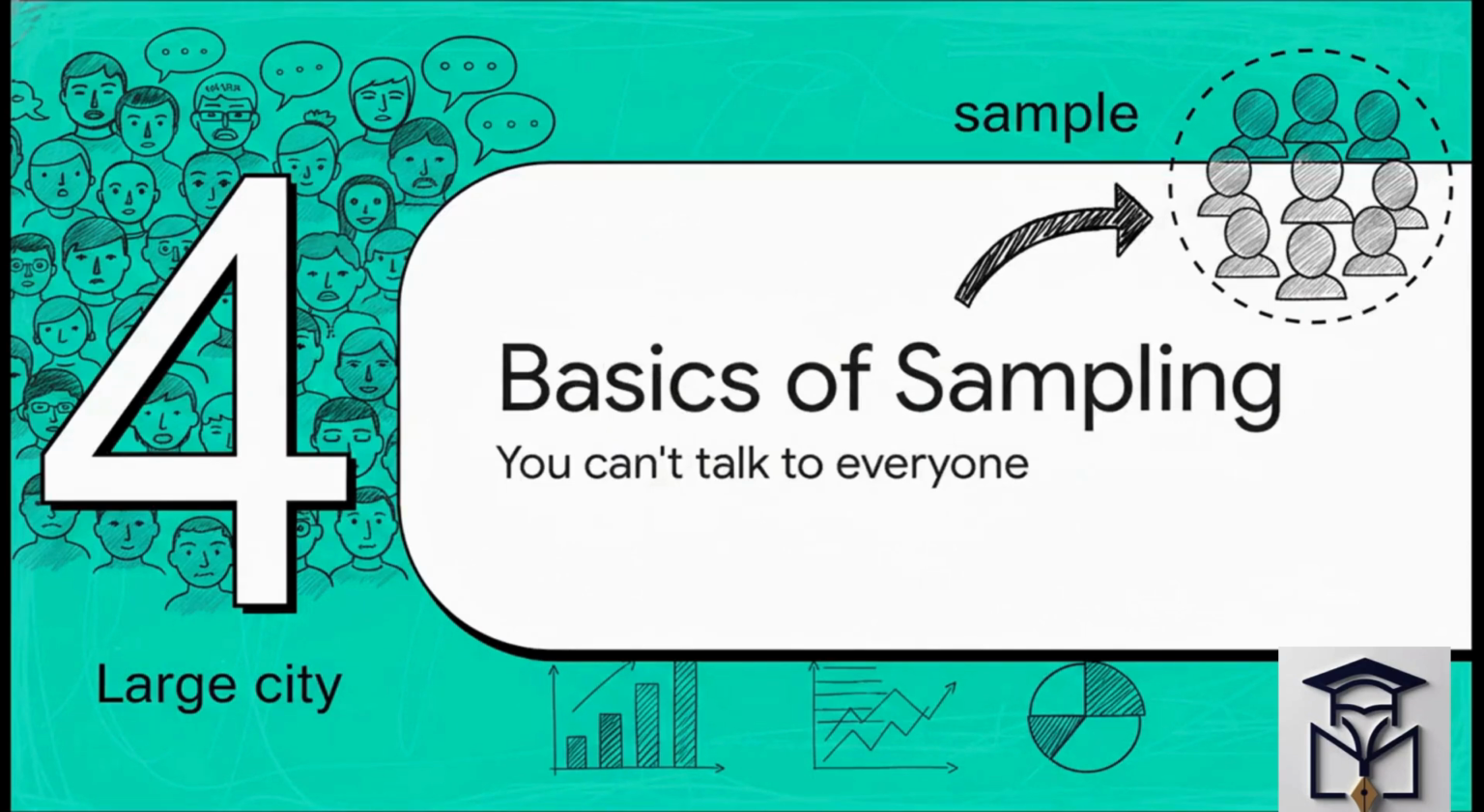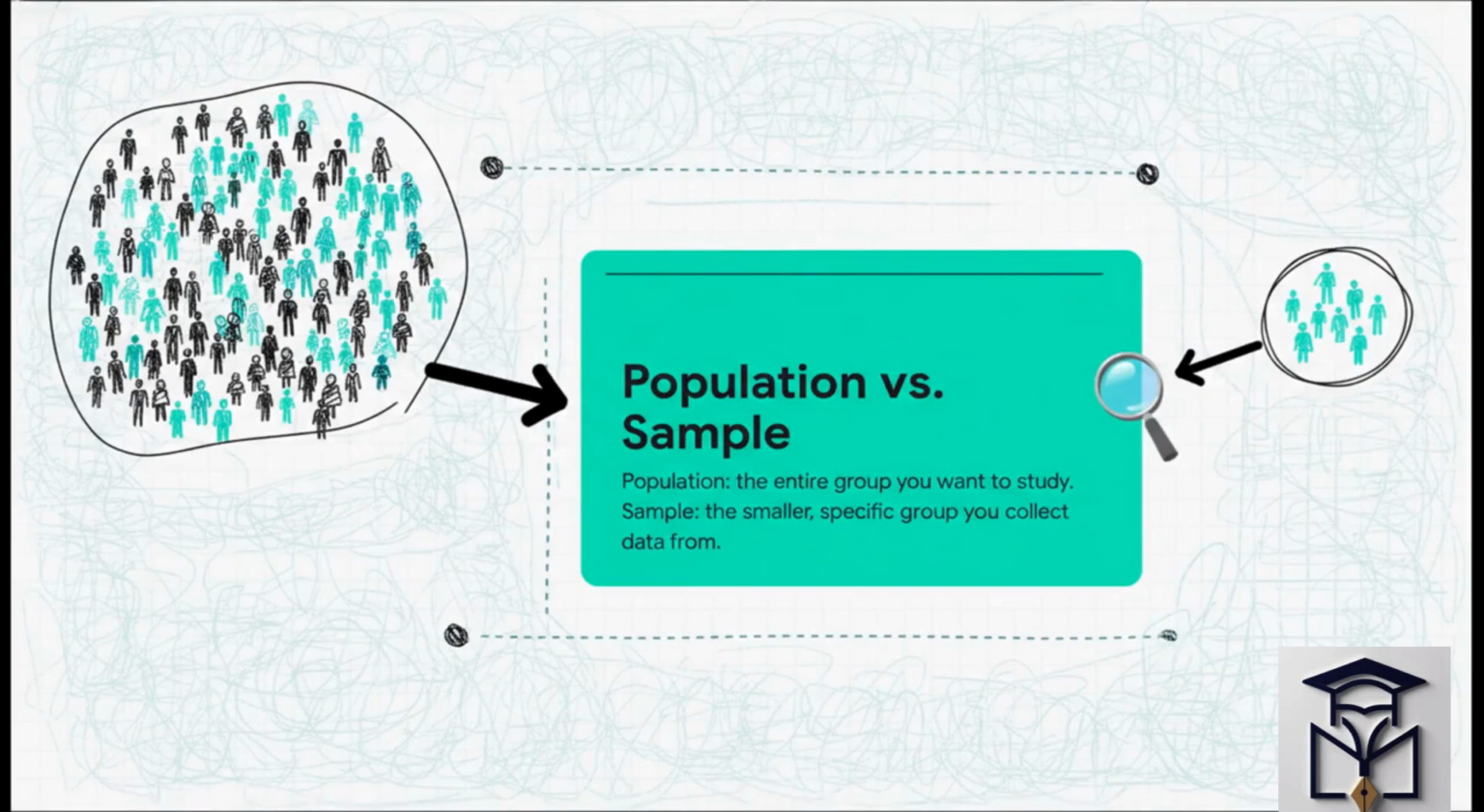Okay, let's talk about a very real, practical problem. Imagine you want to know what everyone in a big city thinks about something. I mean, you can't talk to millions of people, right? It's just not possible. So what do you do? Well, you take a sample. This is a really important idea to get straight. The population is the entire group you want to know about, every single person in that city. The sample is the smaller, much more manageable group of people that you'll actually talk to.